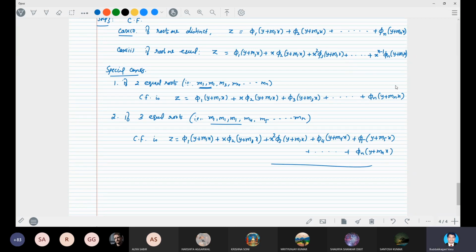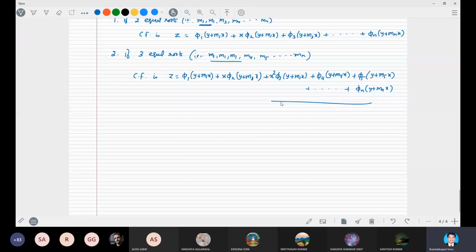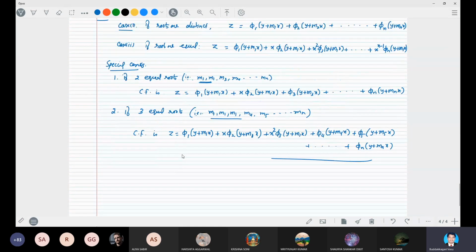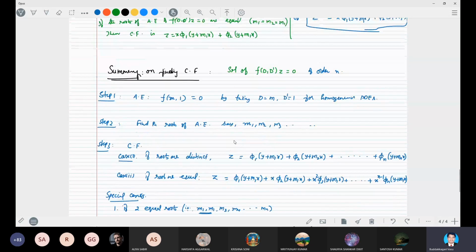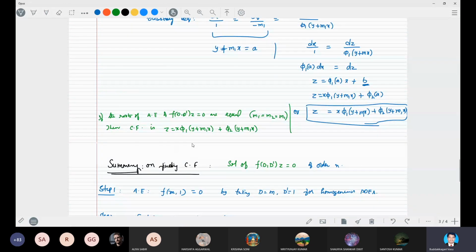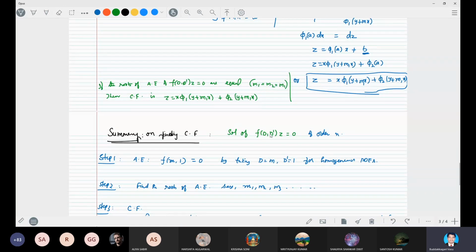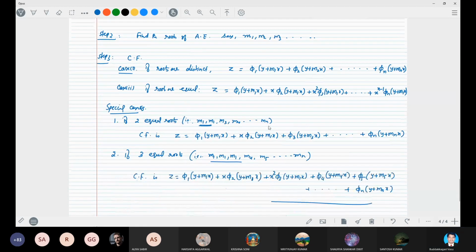I hope now you are very clear about the distinct roots and equal roots, and how we can find the complementary function. It is not needed to go through this whole process; you can write the complementary function directly like this.